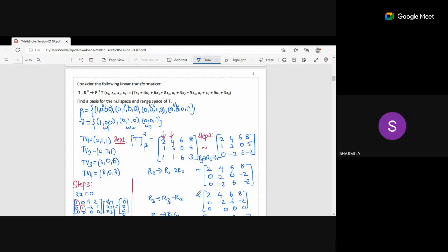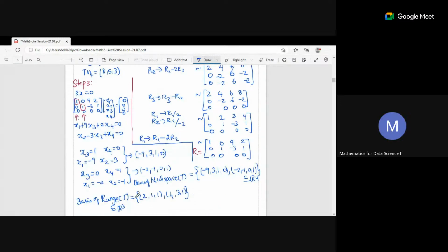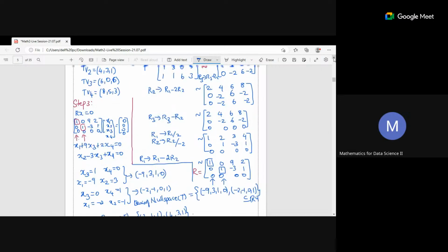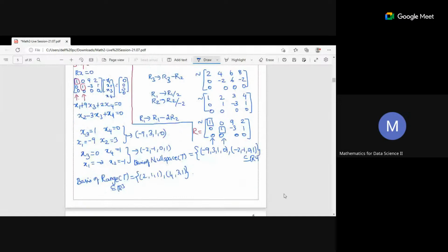Ma'am, can you repeat the last line, please? Yeah. So to find the basis of range of T, you look at the reduced row echelon form. You find the pivot columns, pivot elements. So this is a pivot element and this is a pivot element. So what are the columns containing the pivot elements? It is the first and second column in this case. So the first and second column you take from the original matrix and that gives you the basis for the range of T. Okay?